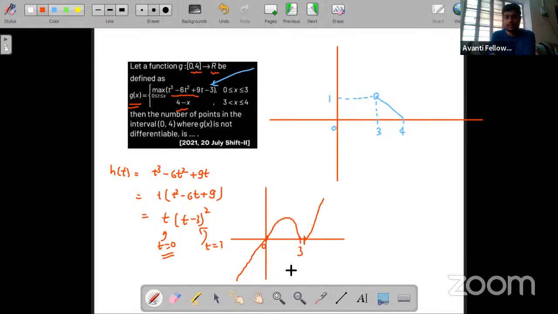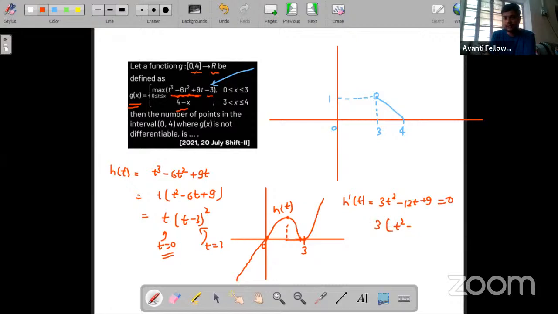I'll take 3 here. Okay, clear or not? So this is the graph of h(t), but we have to draw h(t) minus 3, means shifting this whole graph 3 units downward. So first of all, we should find out the local maximum value. So you can see how you will find the maxima and minima. You will differentiate the function. So h dash t we'll write as 3t square minus 12t plus 9. We'll put it equal to 0. 3 is common.